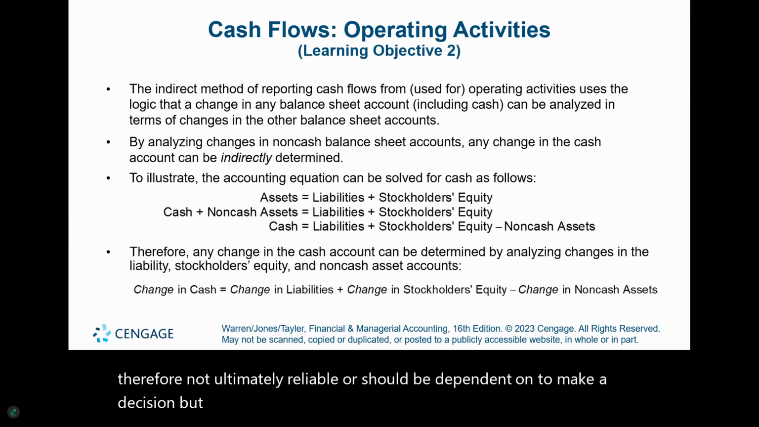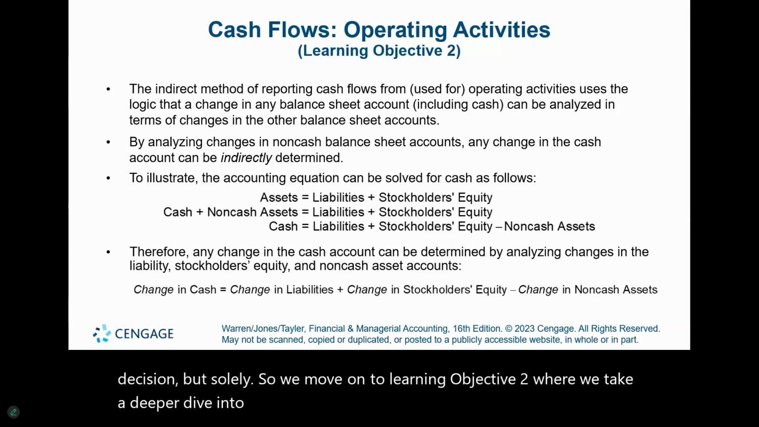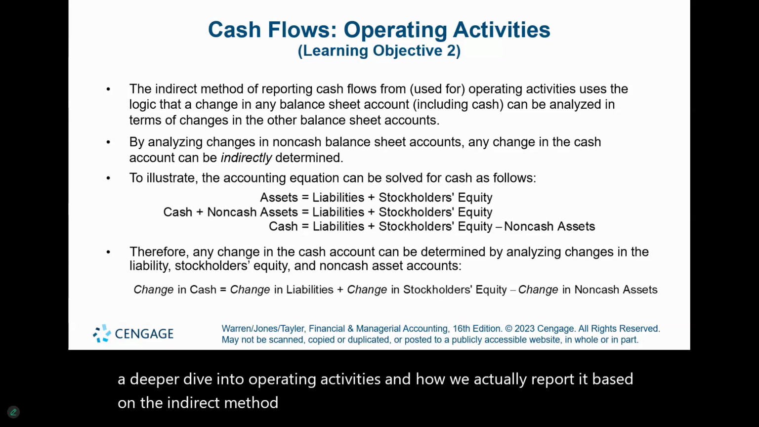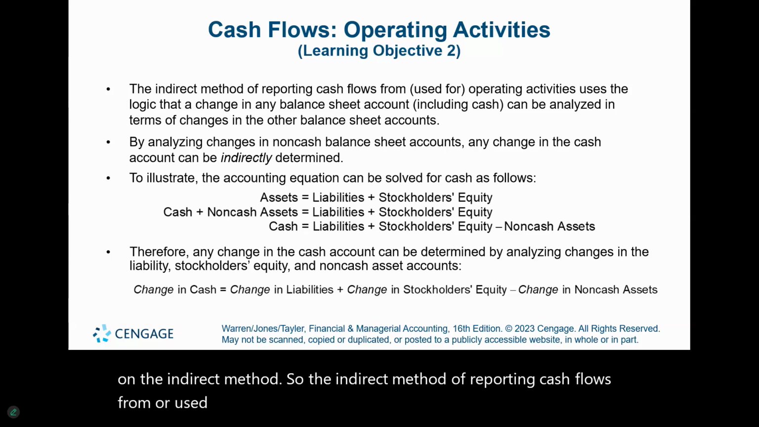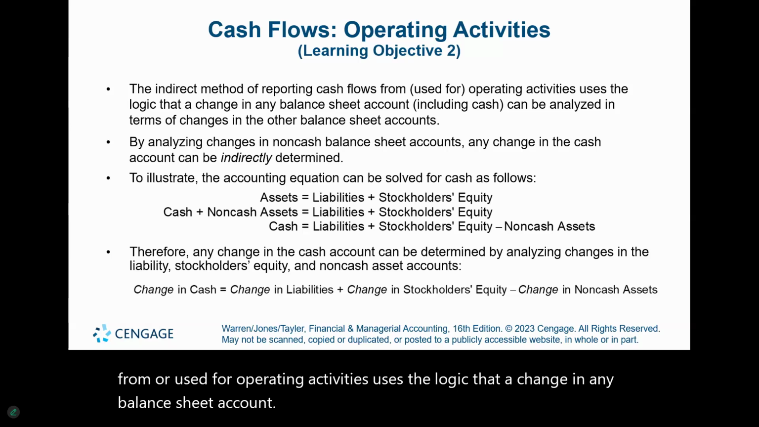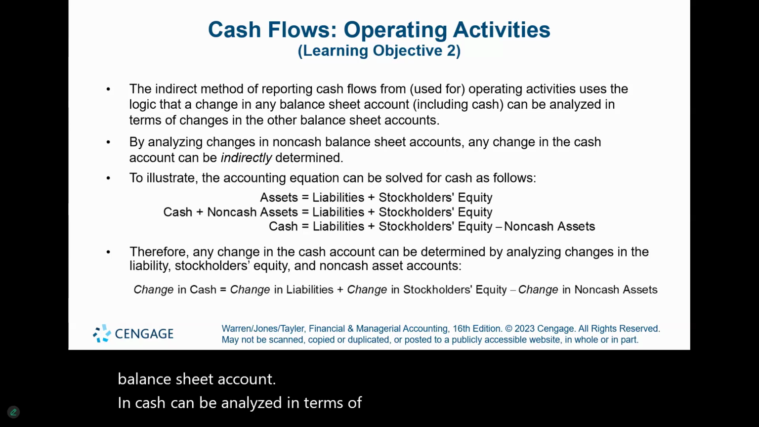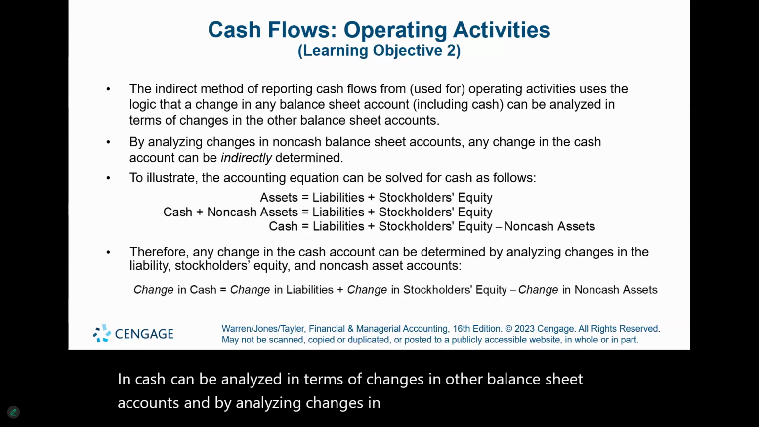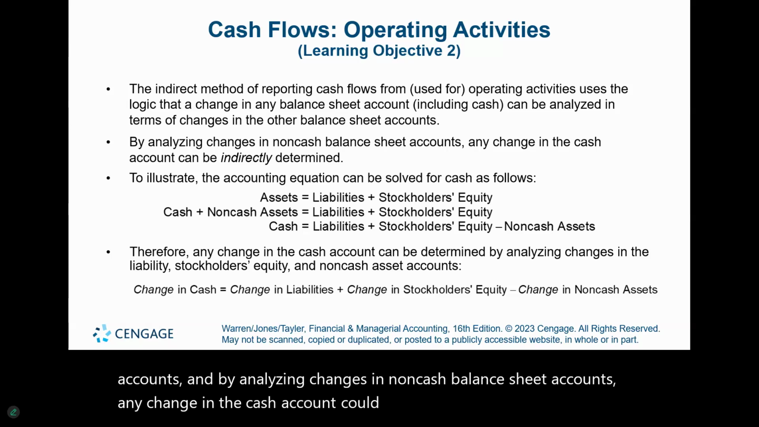So we move on to learning objective 2, where we take a deeper dive into operating activities and how we actually report it based on the indirect method. The indirect method of reporting cash flows from or used for operating activities uses the logic that a change in any balance sheet account, including cash, can be analyzed in terms of changes in other balance sheet accounts. And by analyzing changes in non-cash balance sheet accounts, any change in the cash account can be indirectly determined.